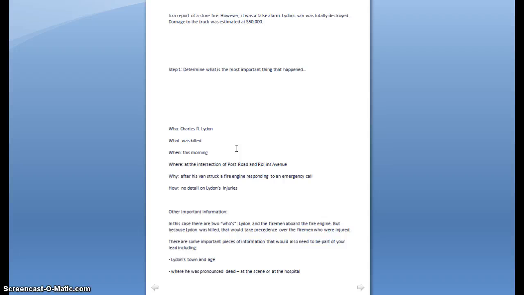So, the who is Charles Lydon. The what is was killed. When? This morning. Where? At the intersection of Post Road and Rollins Avenue. Why was he killed? He was killed after his van struck a fire engine responding to an emergency call. How was he killed? We don't know. We weren't given details on his injuries. Okay? So you have to remember the how refers to the what. In this case, how was he killed? We know he was killed in the accident, but we don't know what actually killed him, what injuries he had.